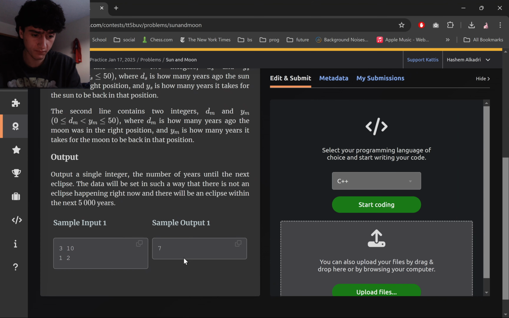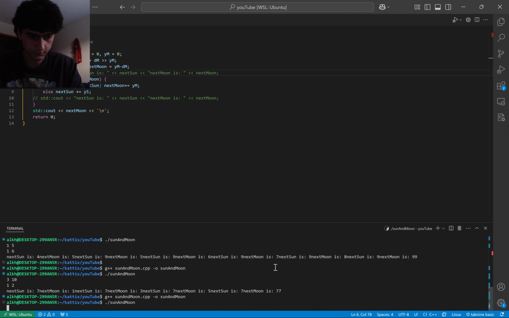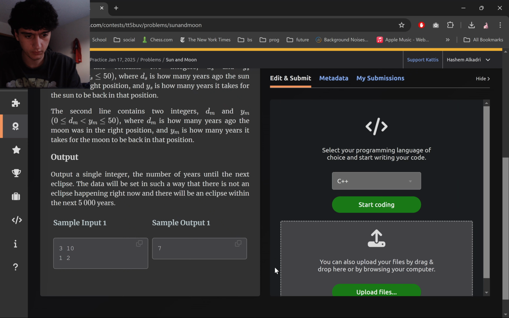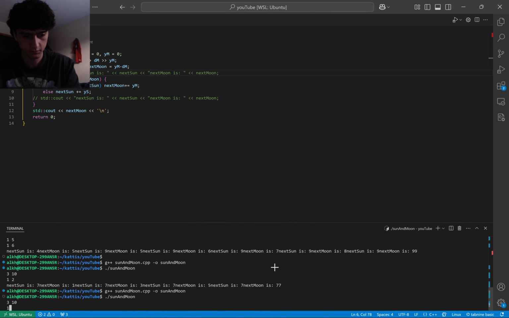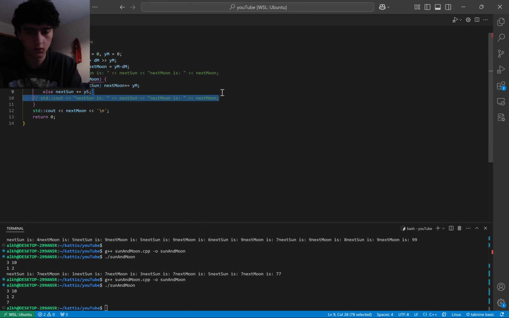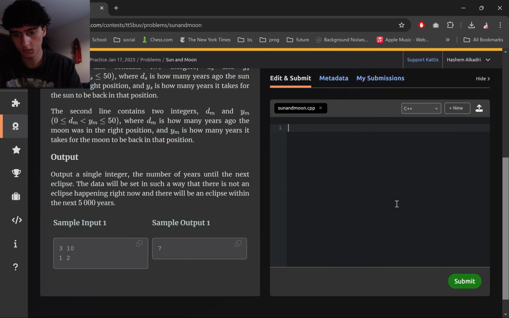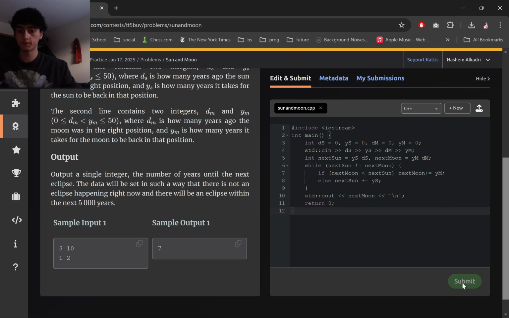Which is interesting if they made an input case where that could have mattered. And I think it was the right answer, but I'll just comment those out real quick. 3, 10, 1, 2. 7. Okay. And let's just save this and see if that was the only mistake.